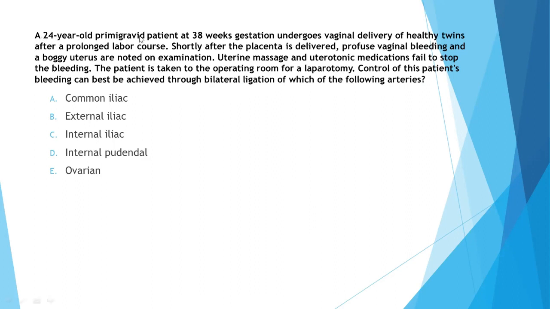A 24-year-old primary gravid patient at 38 weeks gestation undergoes vaginal delivery of healthy twins after a prolonged labor course. Shortly after the placenta is delivered, profuse vaginal bleeding and a boggy uterus are noted on examination. So now the patient is having postpartum hemorrhage. Uterine massage and uterotonic medications fail to stop the bleeding. The patient is taken to the operating room for laparotomy. Control of this patient's bleeding can be best achieved through bilateral ligation of which of the following arteries: common iliac, external iliac, internal pudendal, or ovarian.